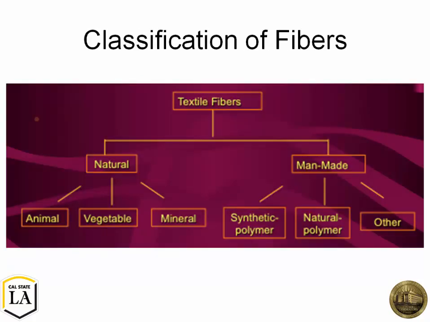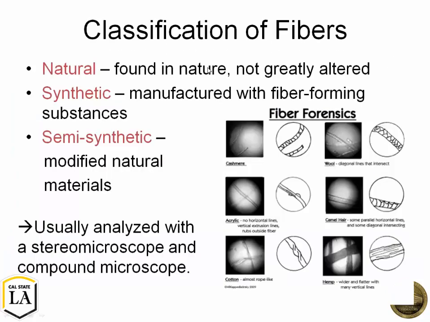Fibers are typically classified into natural and man-made. Man-made fibers are polymers, synthetic and natural. Natural fibers come from animal, like wool, vegetable, like cotton, and then mineral, which, off the top of my head, I can't think of one that would fit into that category. However, we'll keep moving forward.